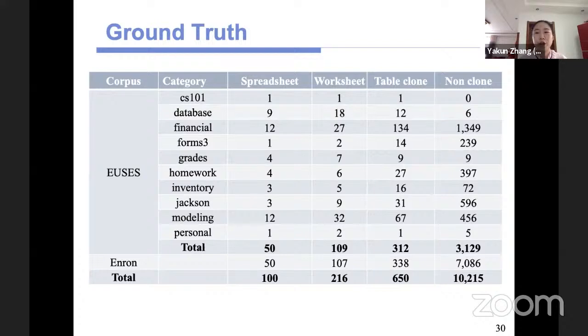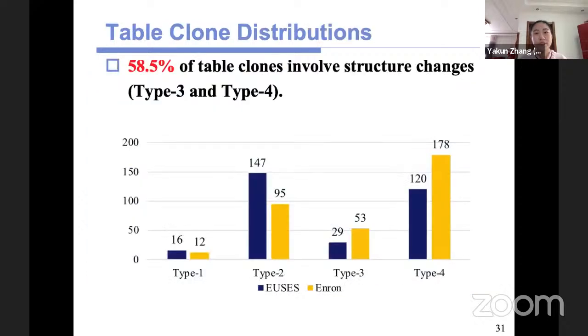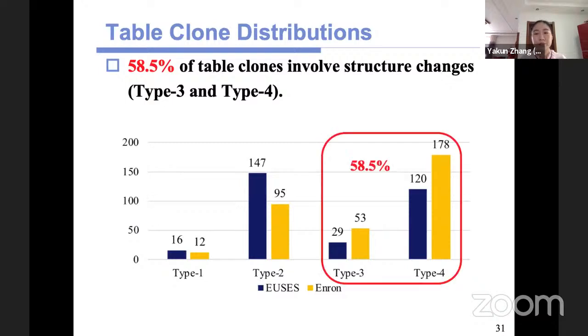The statistics of the ground truth are shown in this table. We labeled a total of 615 table clones and 10,215 non-clones in the 100 spreadsheets. To understand the distribution of table clone types in the ground truth, we make a bar chart. As the bar chart shows, 58.5% of table clones involve structure change.